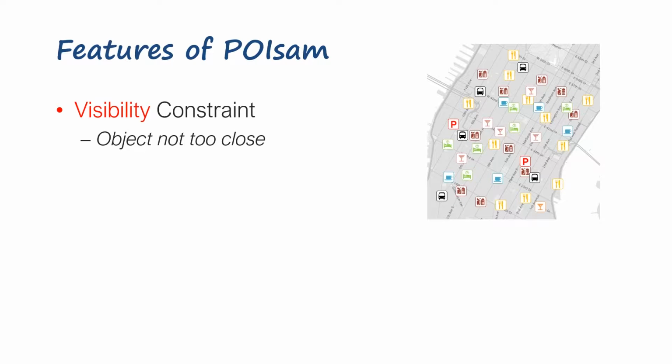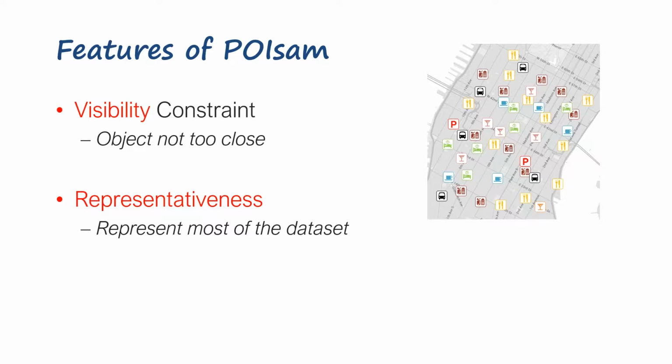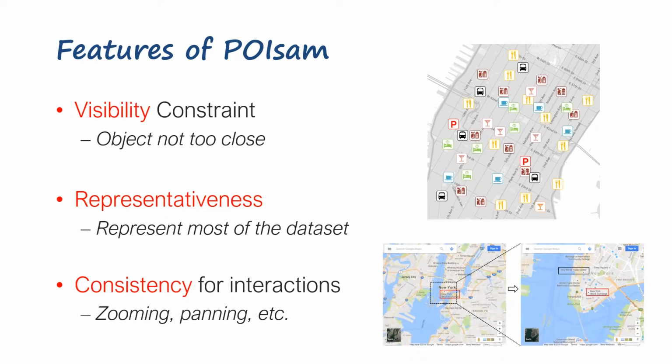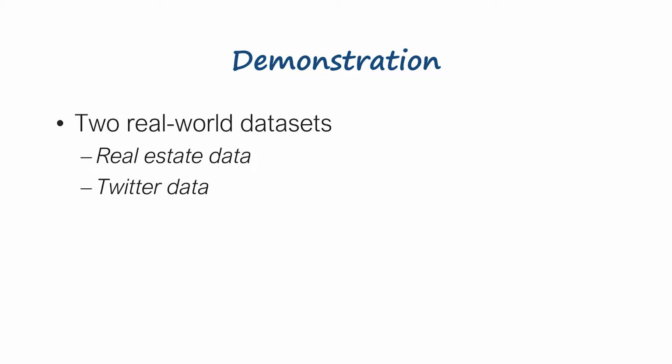Spatially, the system supports the following desirable features. First, objects shown should not be too close to each other. Secondly, the selected objects should represent as much of the dataset as possible. Thirdly, the selected objects should follow the consistency constraints after user interactions such as zooming and panning. We demonstrate the system based on 2 real-world datasets.